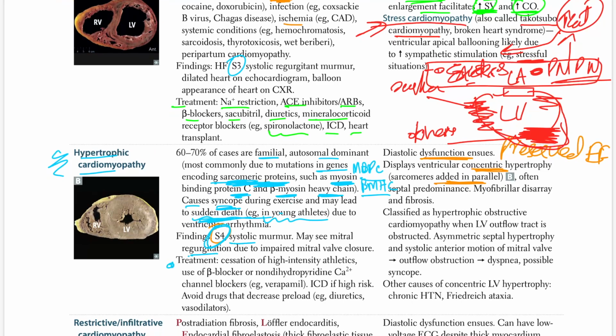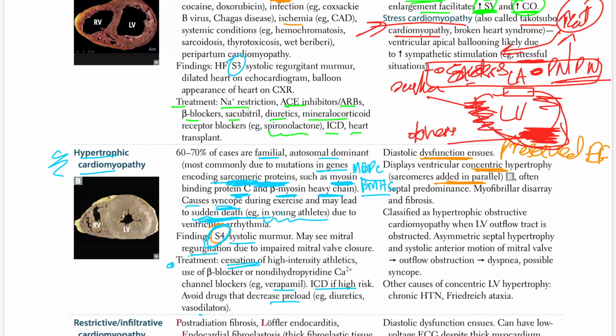Treatment is cessation of high intensity athletics. Use a beta blocker or non-dihydropyridine calcium channel blockers like verapamil. ICD if high risk. Avoid drugs that decrease the preload, diuretics and vasodilators.